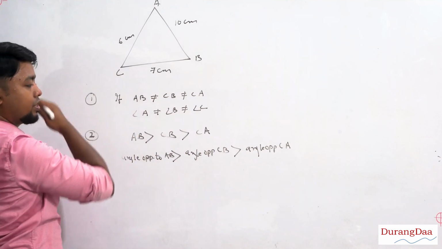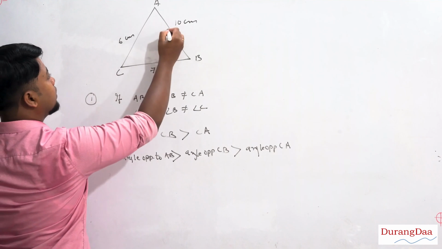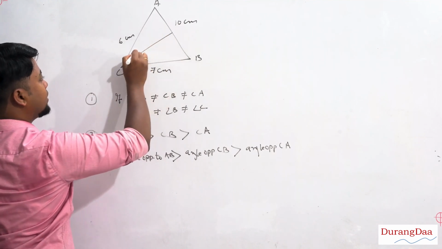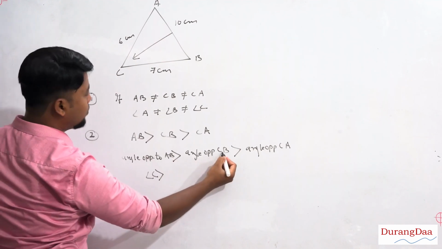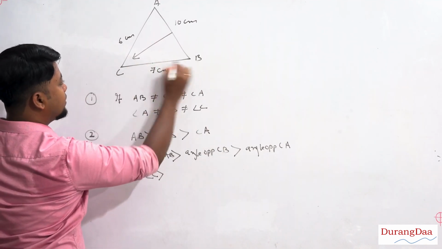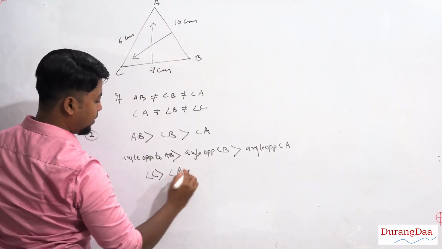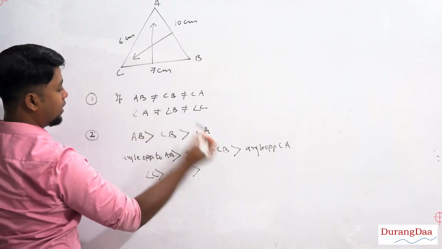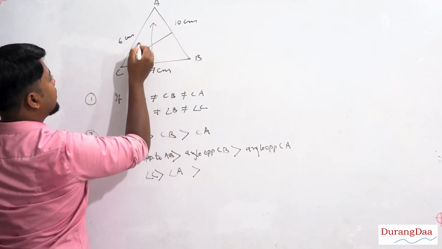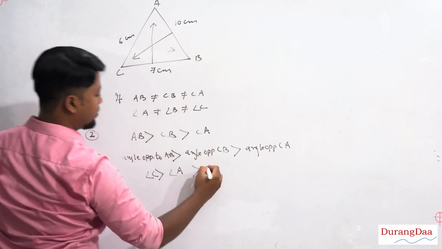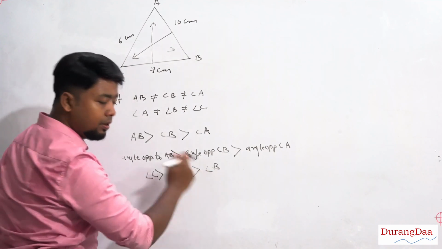From the figure, the angle opposite to side AB is angle C. So angle C is greater than the angle opposite to CB. This is side CB, and the angle opposite to it is angle A. Angle A is greater than the angle opposite to CA, which is angle B. So angle C is the greatest angle, then we have angle A, then angle B.